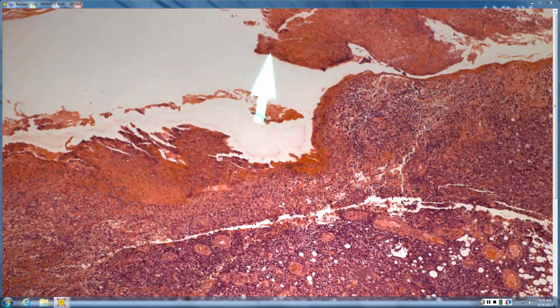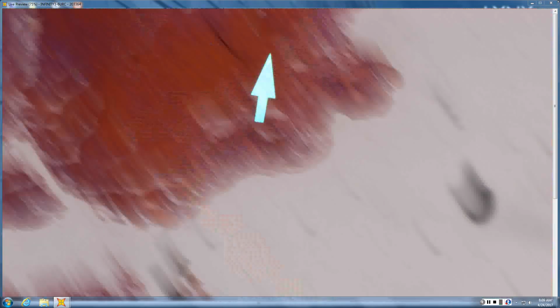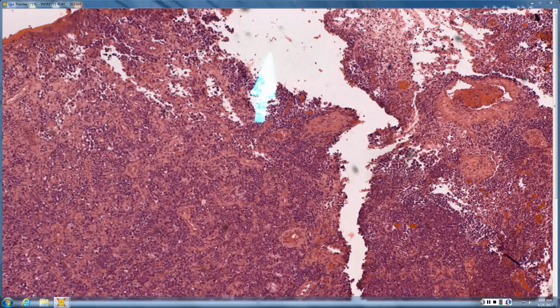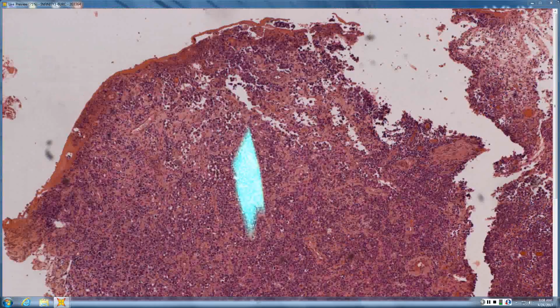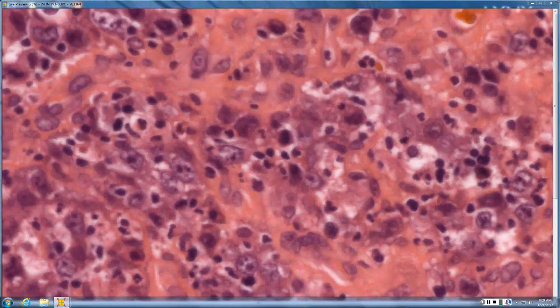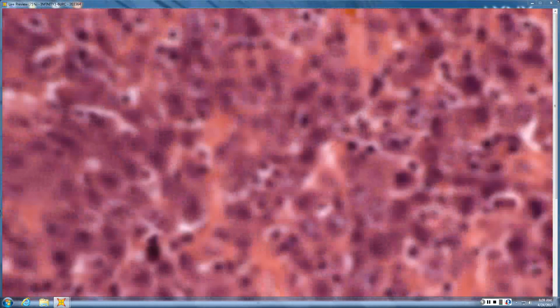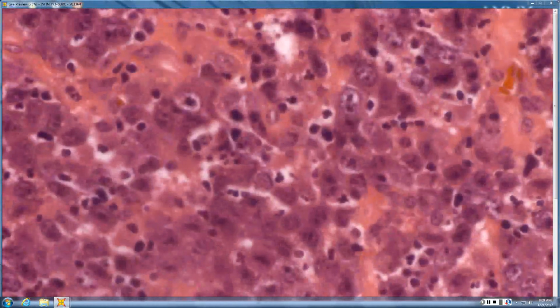Dense and diffuse infiltrate. So kind of dense and diffuse, epidermotropic. And let's look at the lymphs. Yeah, larger atypical open vesicular nuclei.